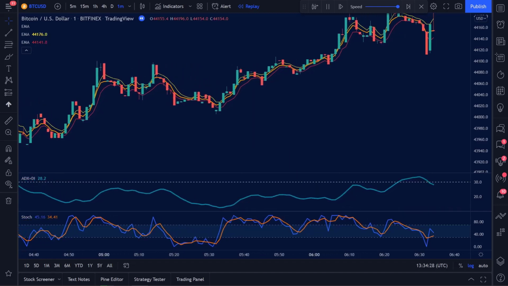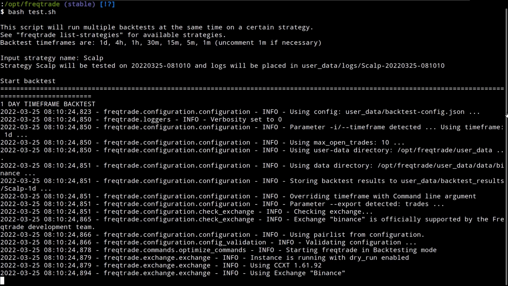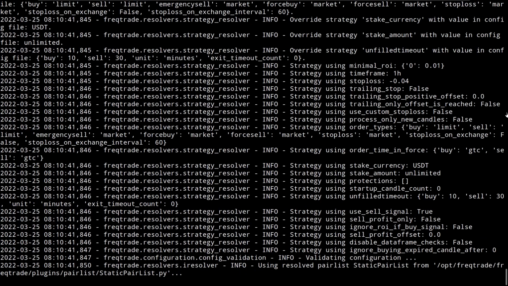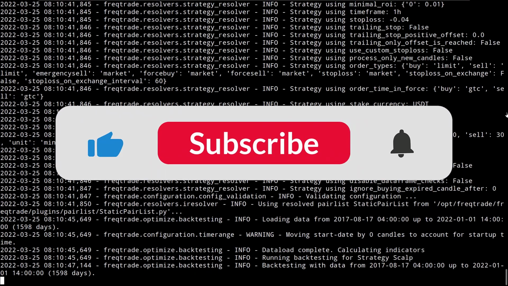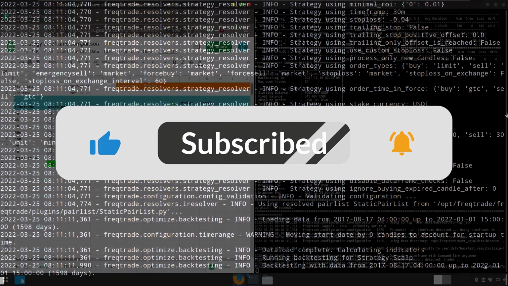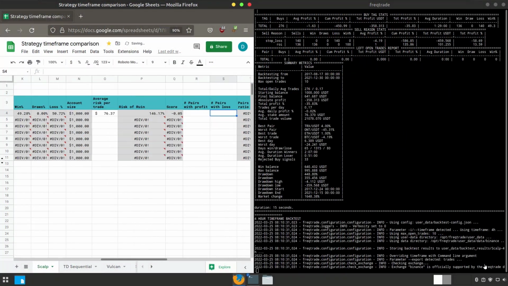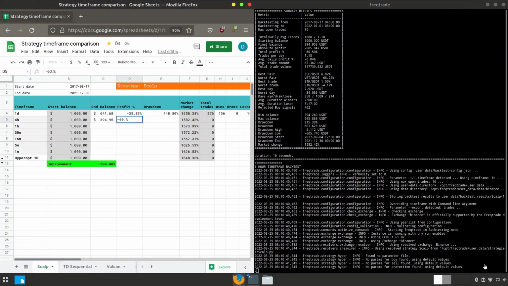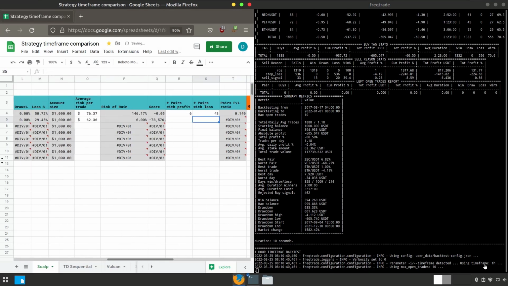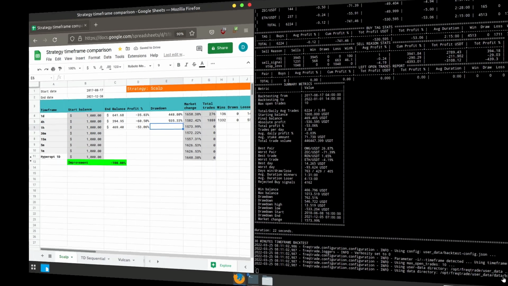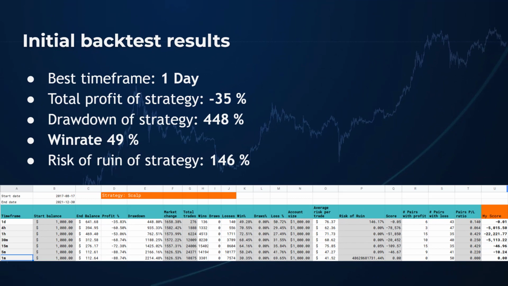Now let's test the default time frame and the additional 1 minute time frame to see which one of them performs the best. And as you can see, because this strategy was made for the 1 minute time frame, I also downloaded 1 minute data over the last 3 years.